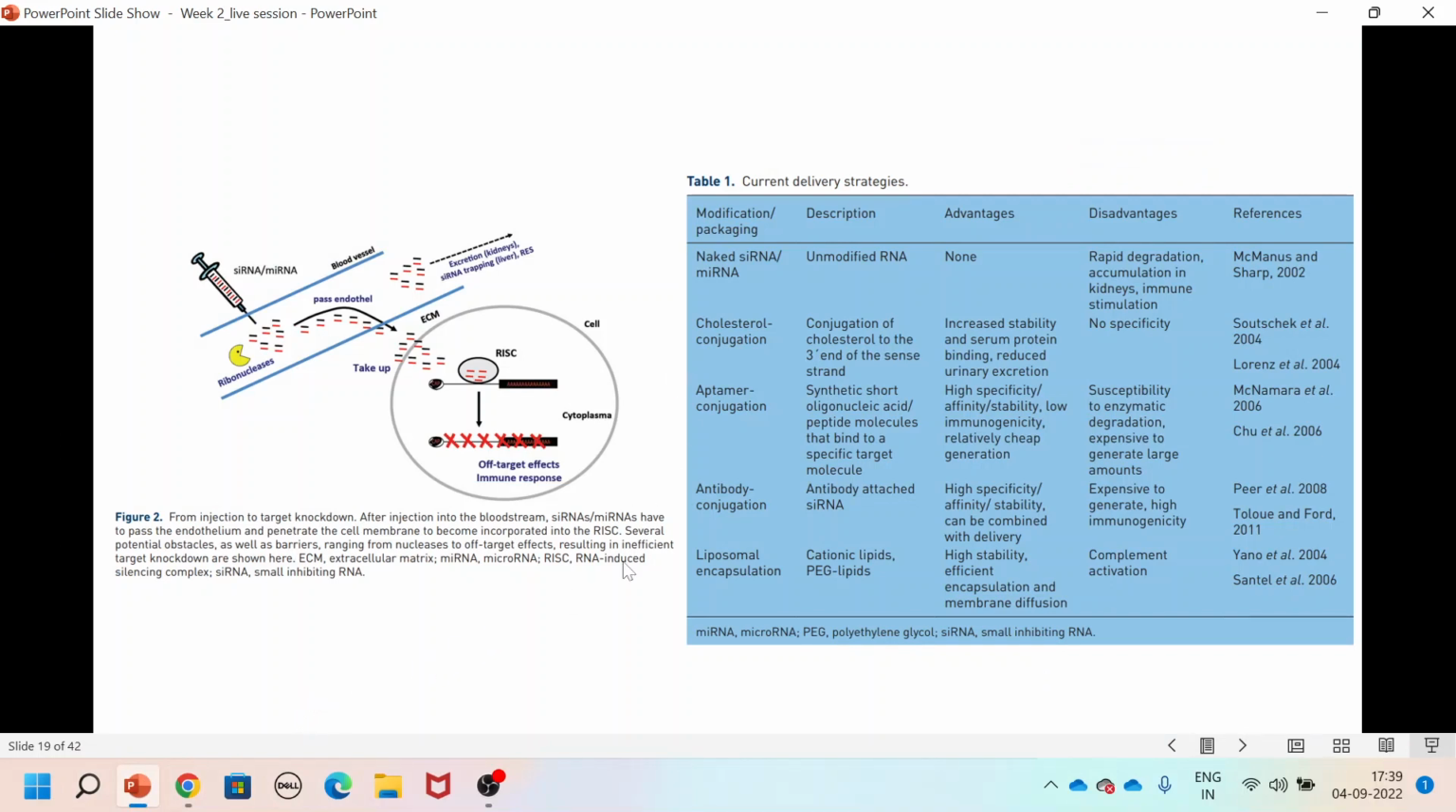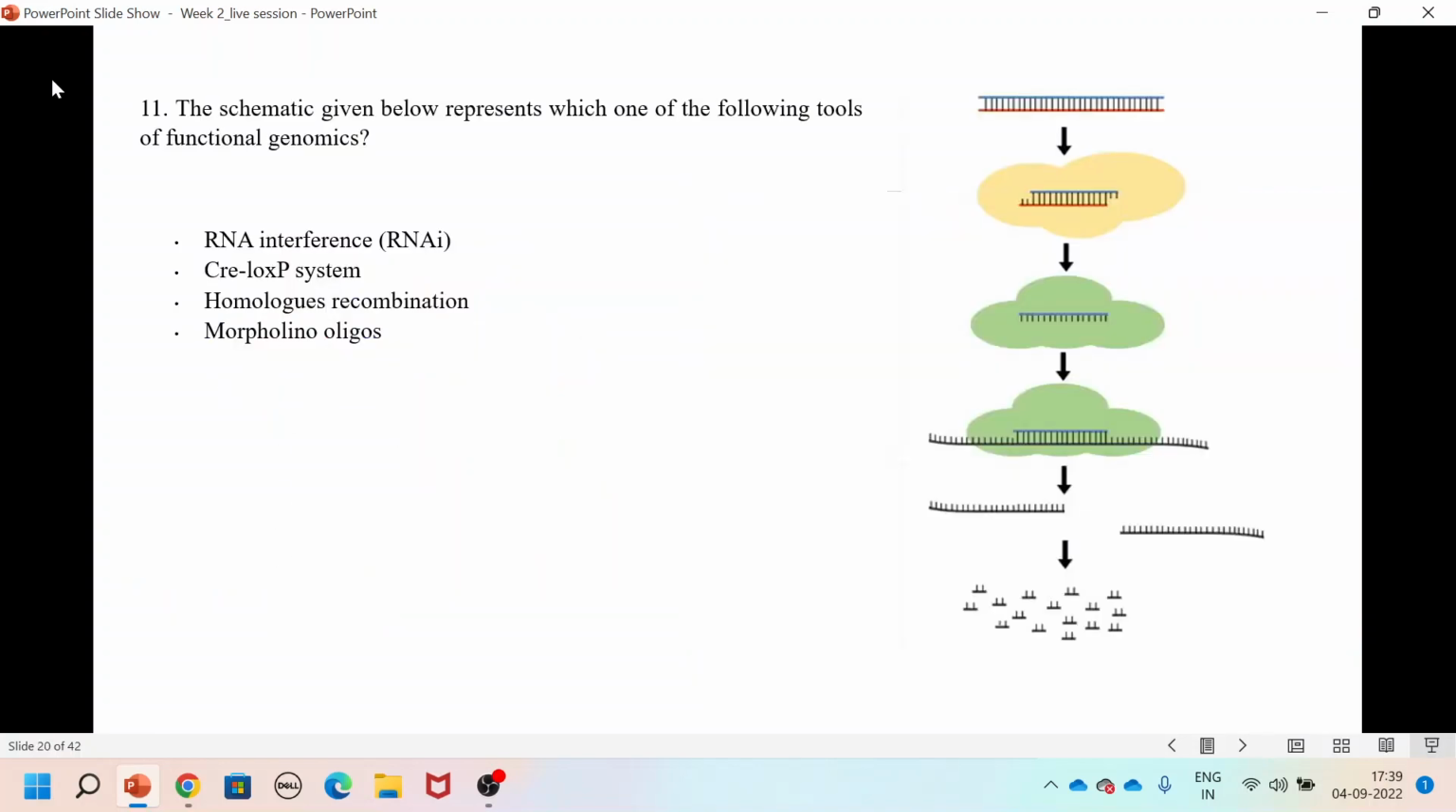So these different methods actually offer certain advantages, therefore preventing the rapid degradation of the siRNA and miRNA and leading to the increase in the efficiency of the gene knockdown. So the schematic given below here represents which of the following tools of the functional genomics? Option A, RNA interference. Option B, CRISPR-Cas system. Option C, homologous recombination. And option D, morpholino oligos.